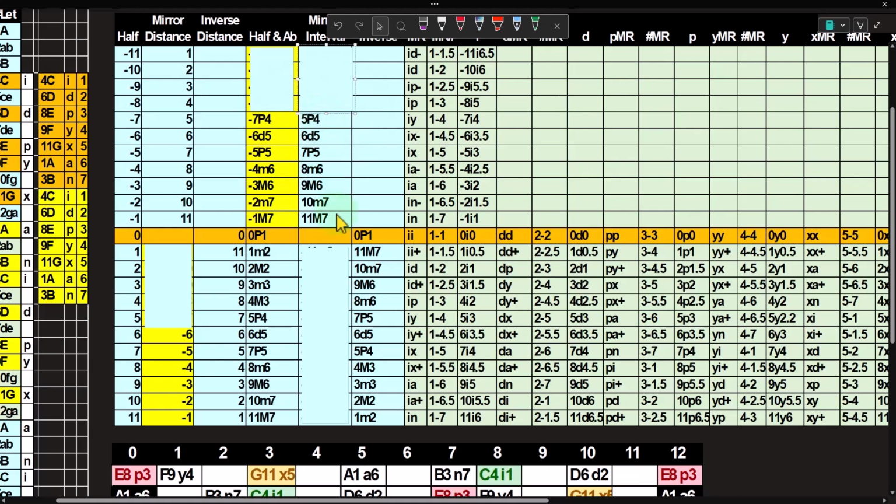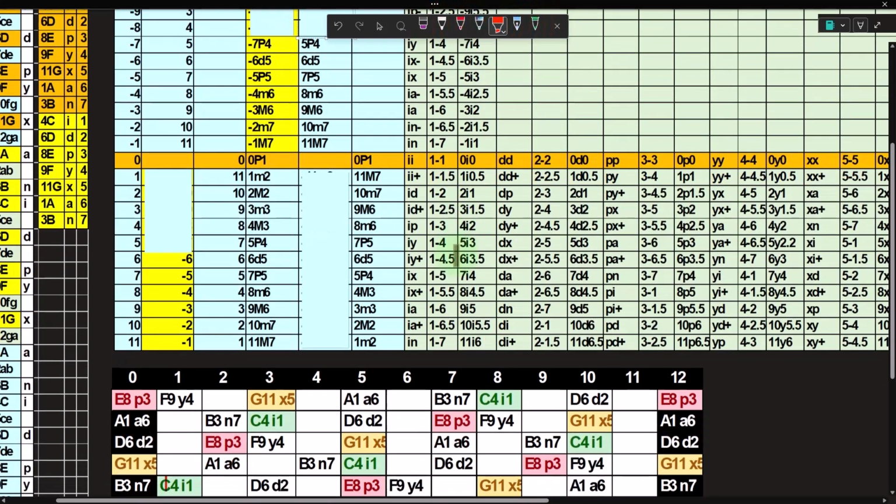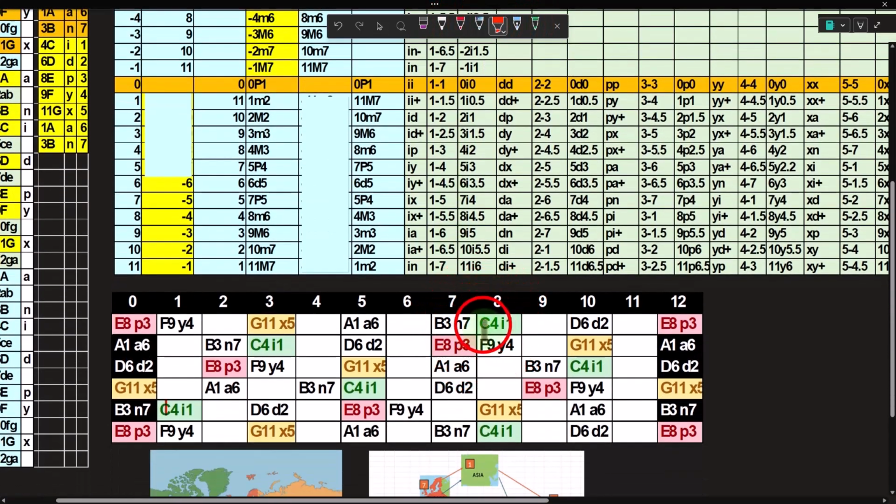Well, what's the inverse of negative 7? It's going to be 12 minus 7, which is 5. So if I went 7 back, we could take that back from the C. So let's go C, and I'm going to go back 7.